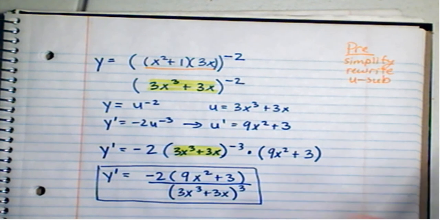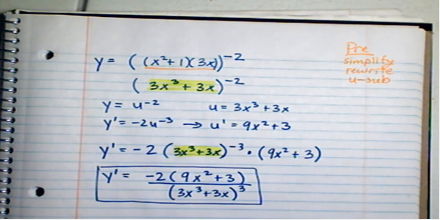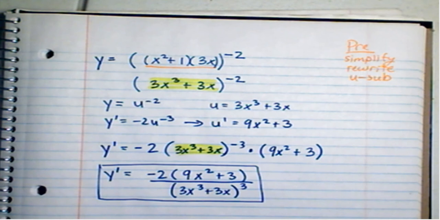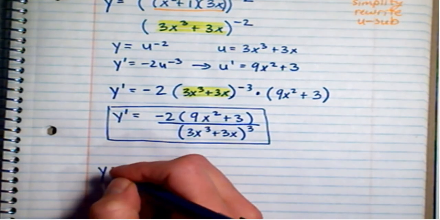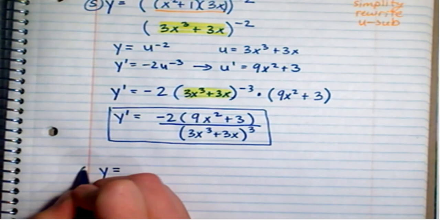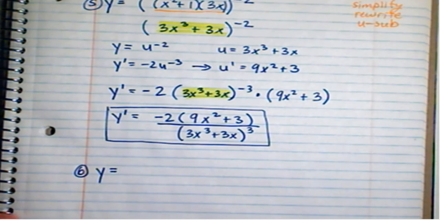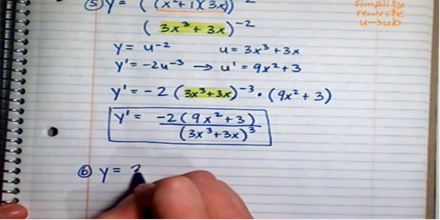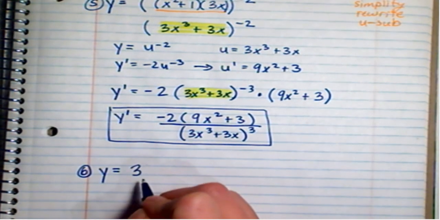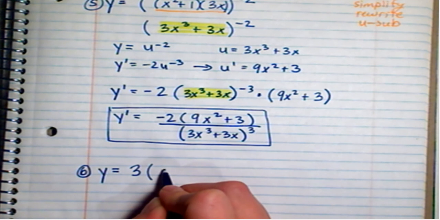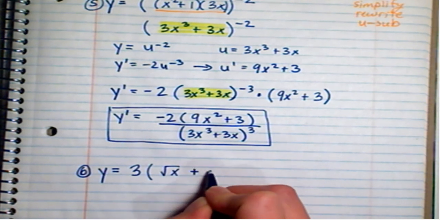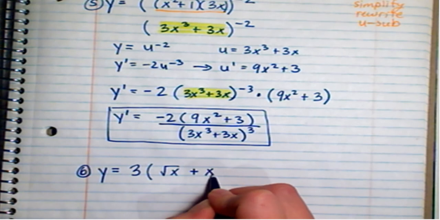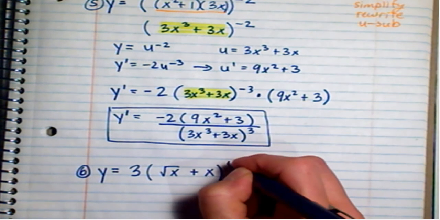Oh, so when I end up with a product on the inside, I can always simplify the product. Yes, yes, you can. All right, let's try this. I think this is 5, 6. Okay, so now let's do 3 parentheses root x plus x, okay, to the 4th power.